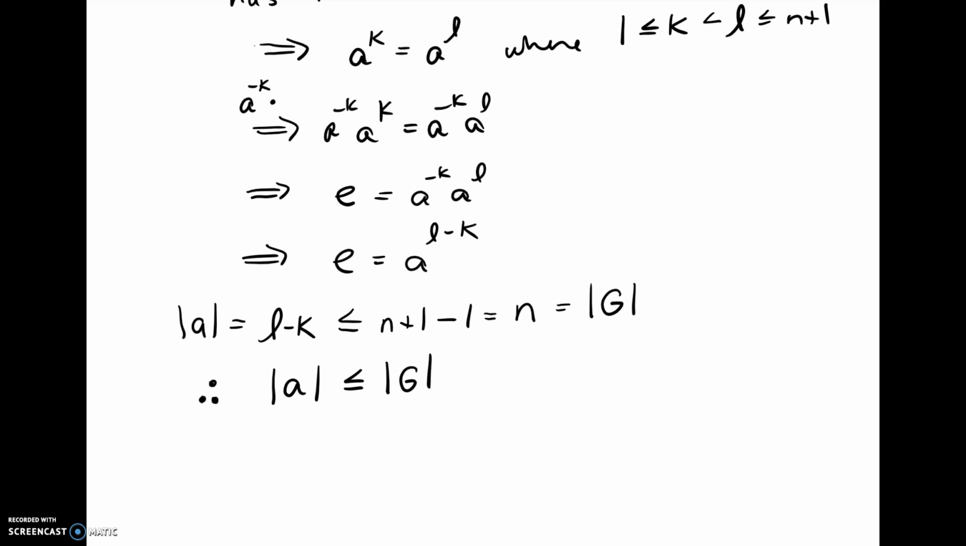So that was case 1. Case 2 is the trivial case, where the order of G is infinite.